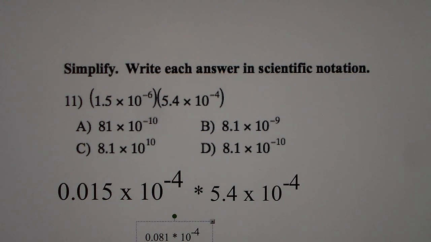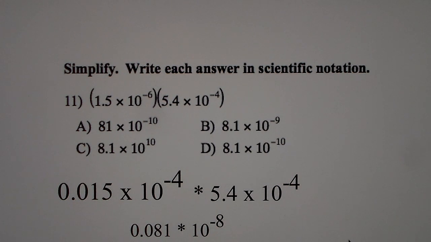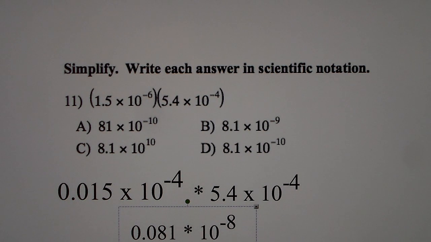Oh, sorry, we didn't get to do the powers yet. Pardon me. So we multiply the numbers. Then we got to do just like what we did with the exponents before. We got to add the powers. So it's the same base, 10 and 10. Then we add these powers. So negative 4 plus negative 4 gets us negative 8. And that will be our final answer, 0.081 times 10 to the negative 8.